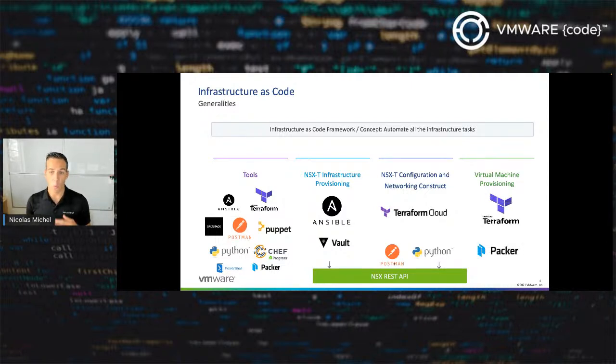Then at the end, when all your networking constructs are deployed, you will need to test with some virtual machines so that you can test your network connectivity, etc., and your performance. So for that, I'm using Packer and Terraform. With Packer, you are able to create a template, and Terraform will leverage that template a little bit later in order to deploy all the virtual machines for your workload.